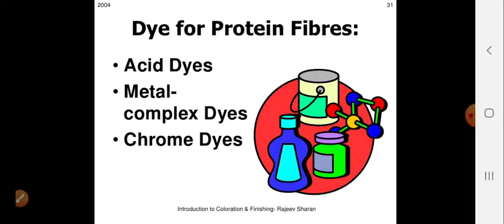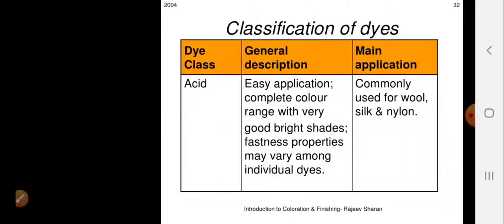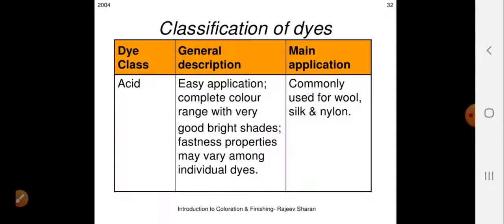Now there is another classification: acid dyes, metal complex dyes, and chrome dyes. These are for protein fibers. So acid dyes: easy application, complete color range with good bright shades, and fastness properties also are there, but they may vary among different dyes. They are commonly used for wool, silk, and nylon.